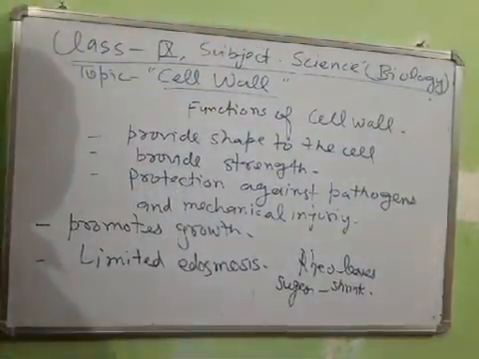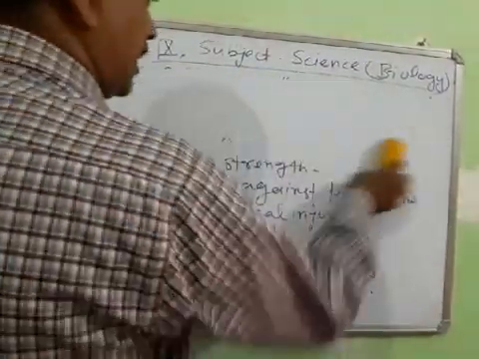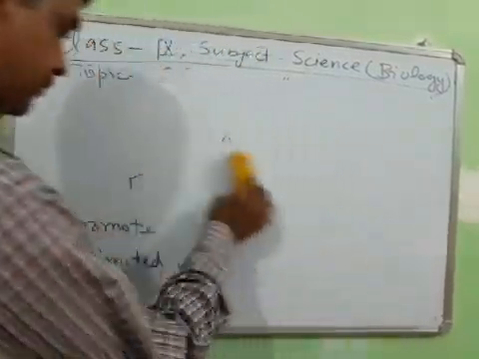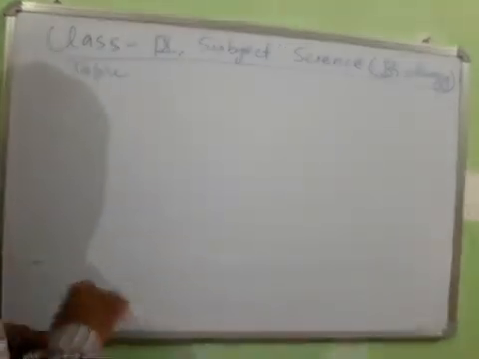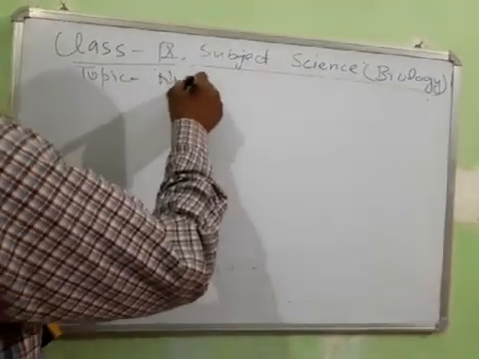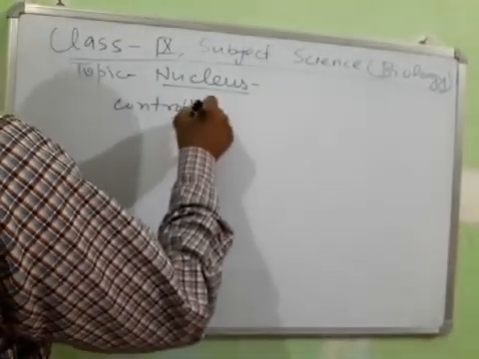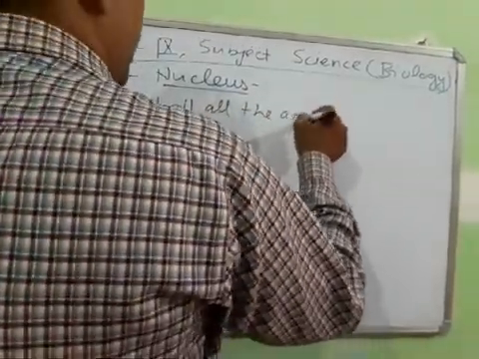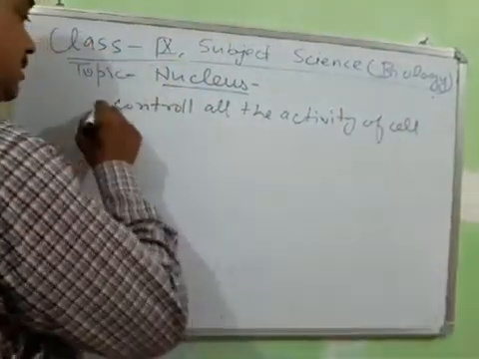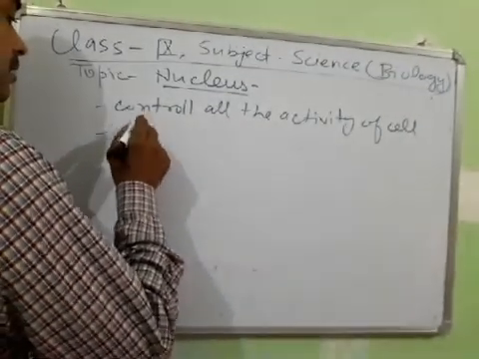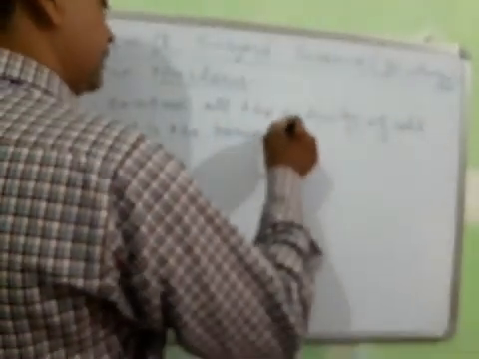Okay. Now I would like to rub this out and discuss the next topic, that is the nucleus. You know, the nucleus controls all the activity of the cell. Nucleus controls all the activity of the cell. It means it is the brain of the cell.